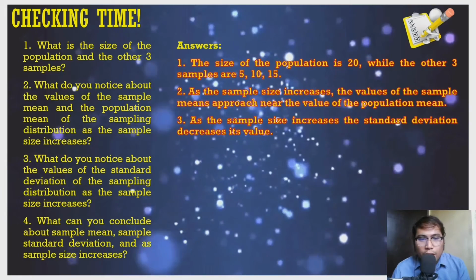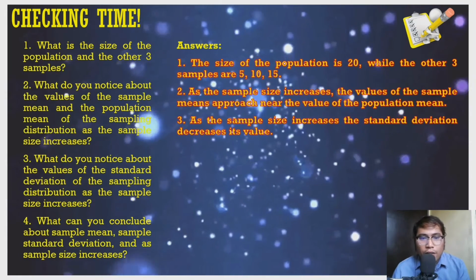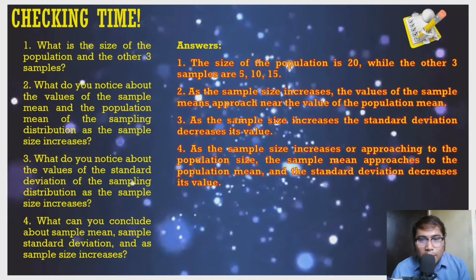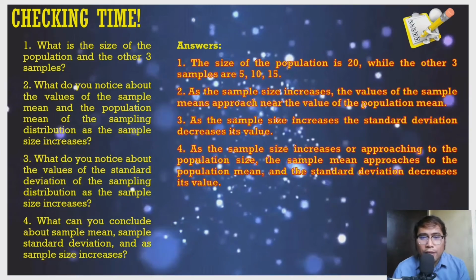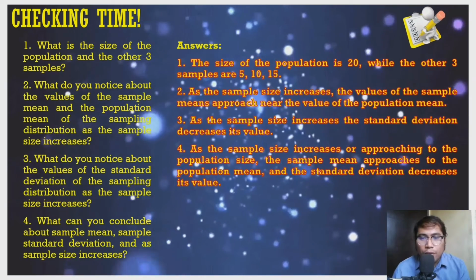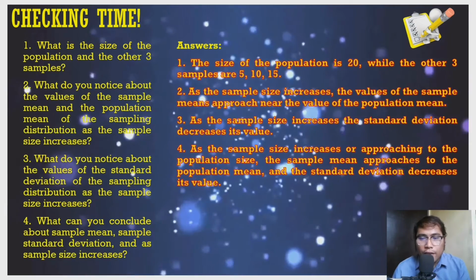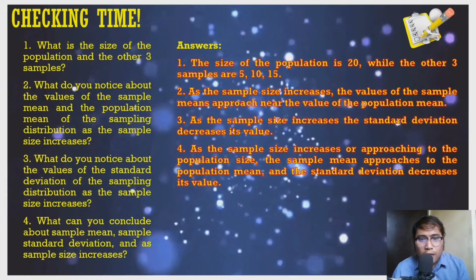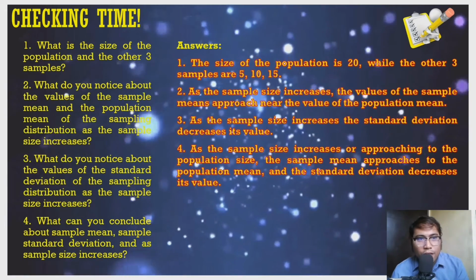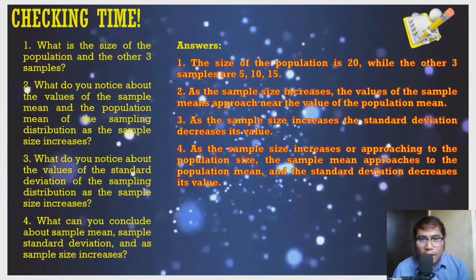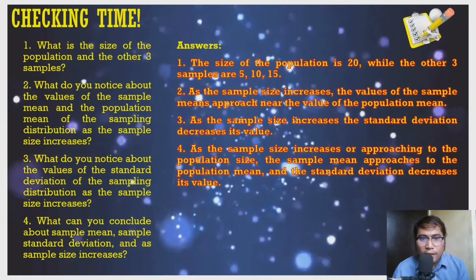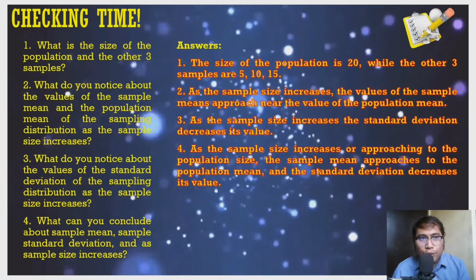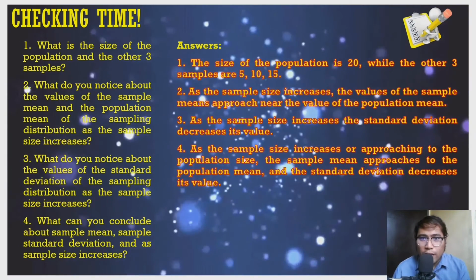Number 4, what can you conclude about the sample mean, sample standard deviation, and as sample size increases? As the sample size increases or approaching the population size, the sample mean approaches the population mean, and the standard deviation decreases its value. So the distances become smaller and smaller for the standard deviation. I hope you get the correct answer for this, because this processing question will help you to give answers to the previous questions that I have posted.